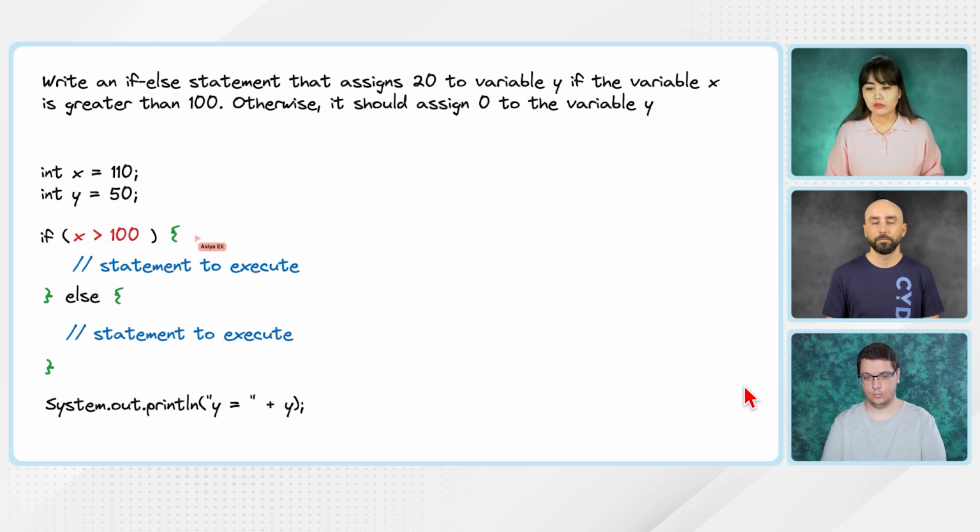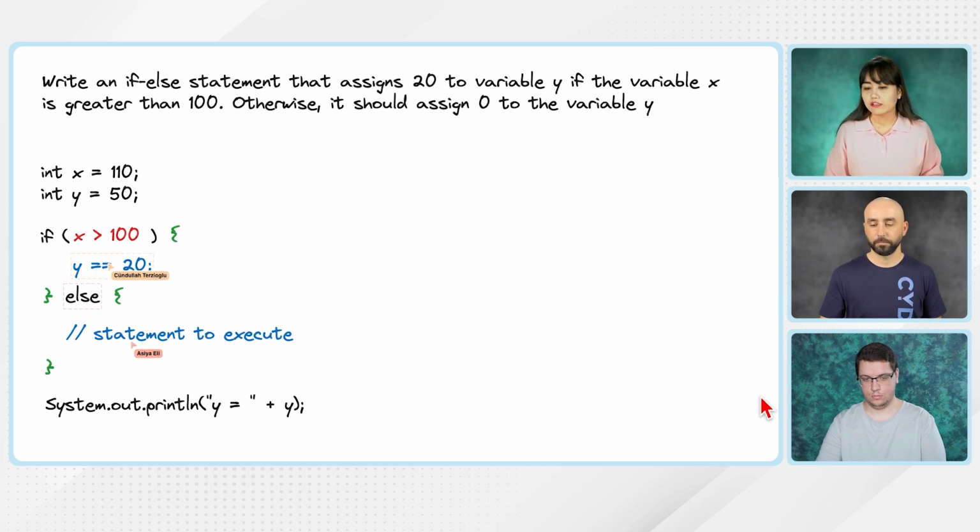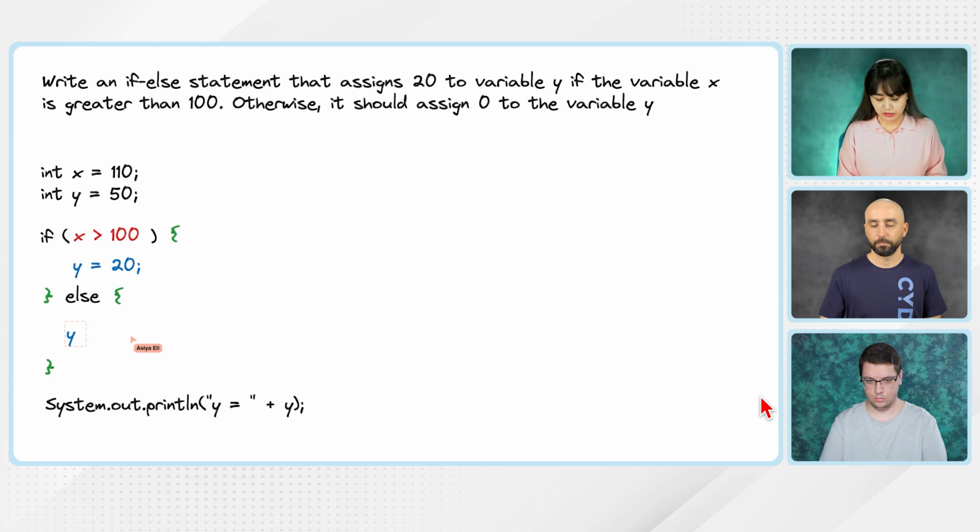If this is true, my statement will be assign 20 to variable y. So y's value will be 20. Else, so it said otherwise in the task, it should assign 0 to the variable y. So now if my condition is not true, then y's value will be 0. So this is my statement.